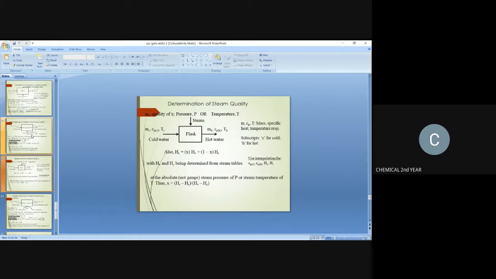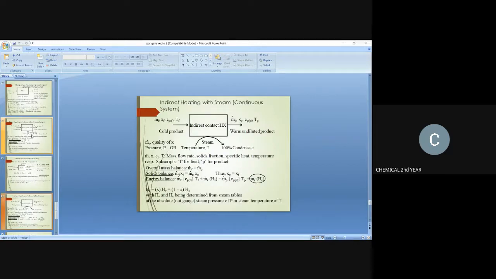Here, similar to the above step, we can write the steam enthalpy, which is equal to X into Hv plus 1 minus X into Hc, with Hv and Hc being determined from the steam tables at the absolute steam pressure of P and steam temperature of T. X is equal to Hs minus Hc divided by Hv minus Hc.